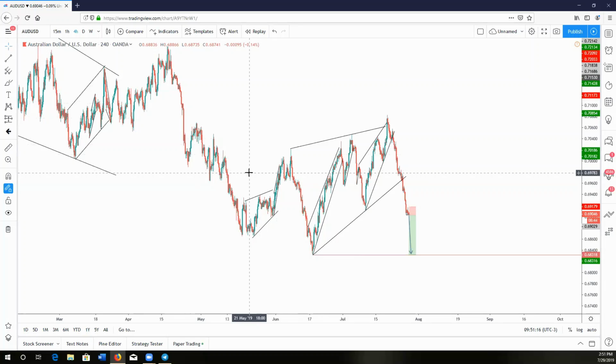Meaning that if it's a continuation, it's still going to continue going down. If it's a reversal, it's going to go back up. So we wait for that next impulse, and with that next impulse, that's when we execute trades.